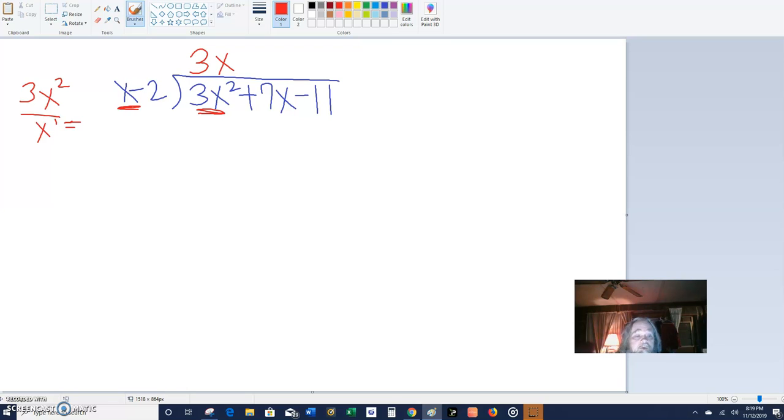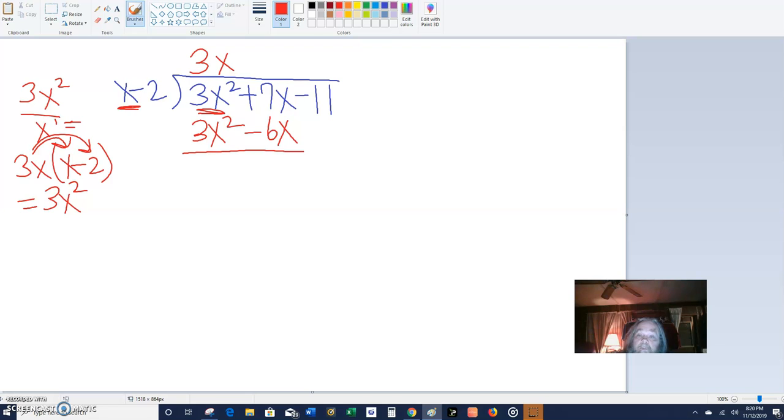The next step, take 3x and multiply it times your entire divisor. When you use the distributive property, 3x times x gives us 3x squared, and 3x times negative 2 gives us negative 6x.